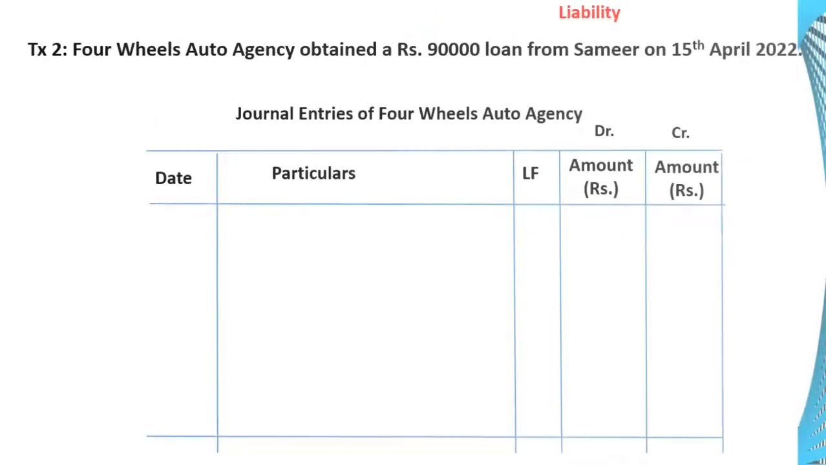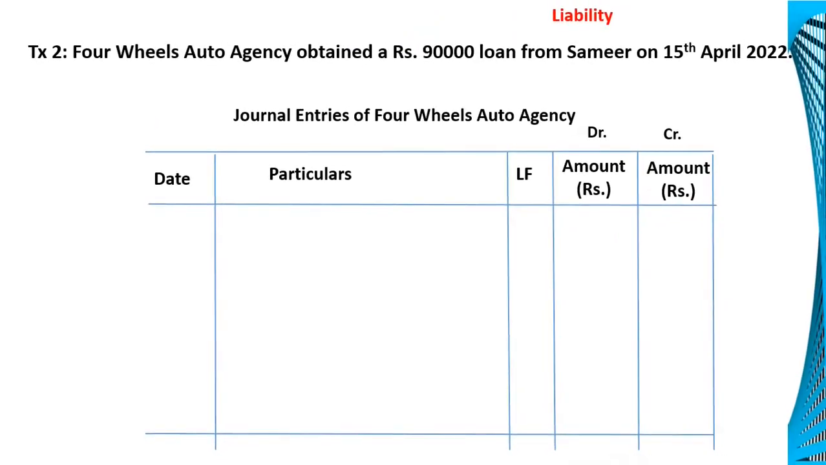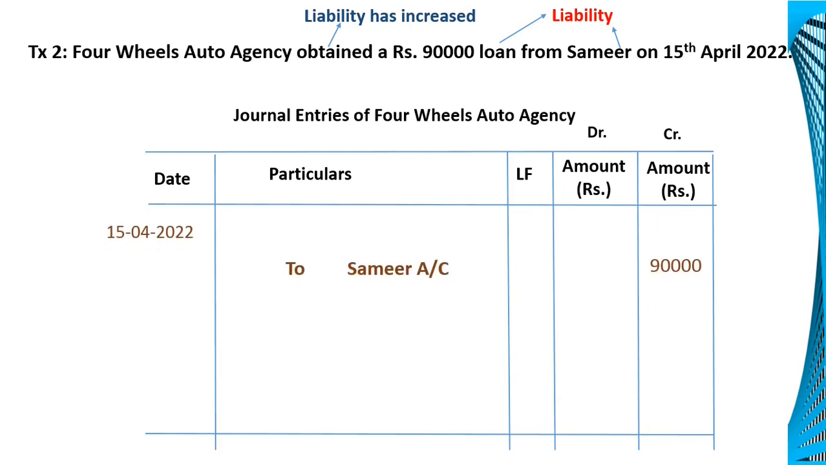Let us consider one more example. Four Wheels Auto Agency obtained a Rs 90,000 loan from Samir on 15th of April 2022. The business has obtained a loan from Samir. So Samir is the creditor for this business and creditor is a liability. Obtaining the loan has increased the liability, and from the rule of debit and credit, we must credit any increase in liability. Therefore, Samir account is credited.